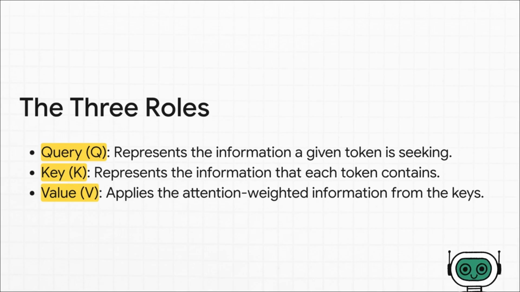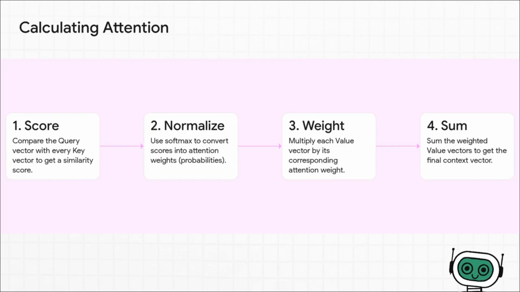Then you have the keys. Every other word has a key, which acts like a label, announcing this is the kind of information I have. And finally, you have the values. If the key is the label on a file, the value is the actual content inside that file. The query looks for the best key, and then it pulls out that key's value. This all happens in a quick four-step process.